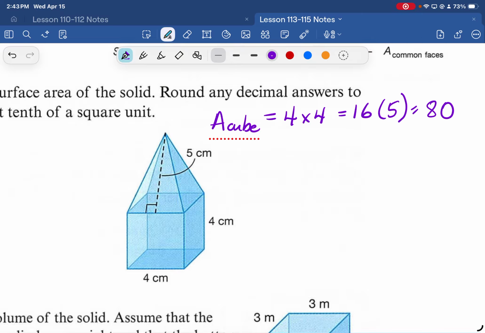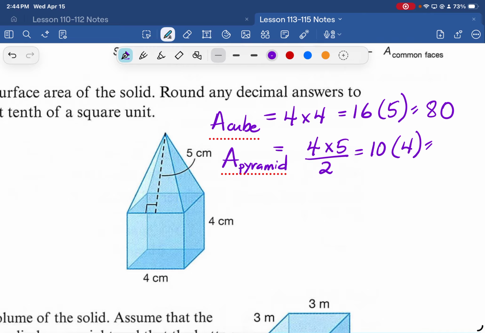But next, we've got to find the area of the pyramid. That'd be 4 times 5 divided by 2, and then times 4? 4 times 5, so that's the area of the triangle, 4 times 5 divided by 2. And then you said there's 4 of them. Yeah. Nice job. So 4 times 5 is 20, divided by 2 is 10. And then you said we had 4 of those. So it's 40.